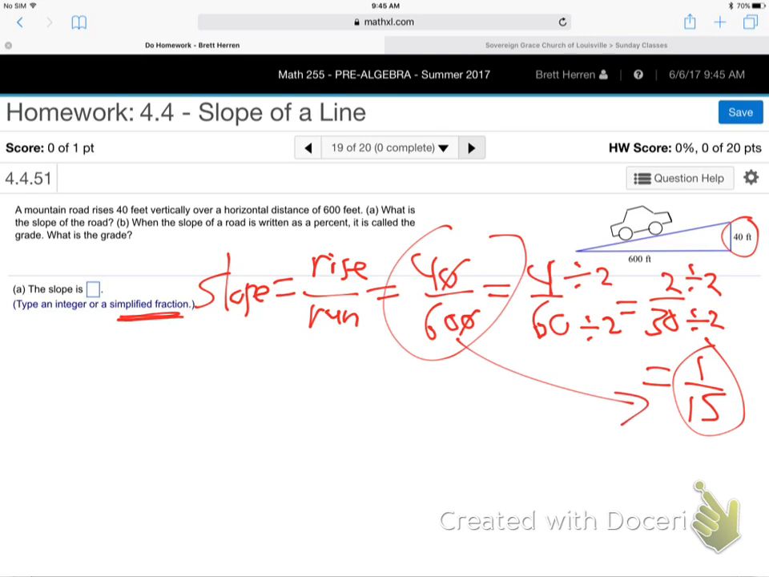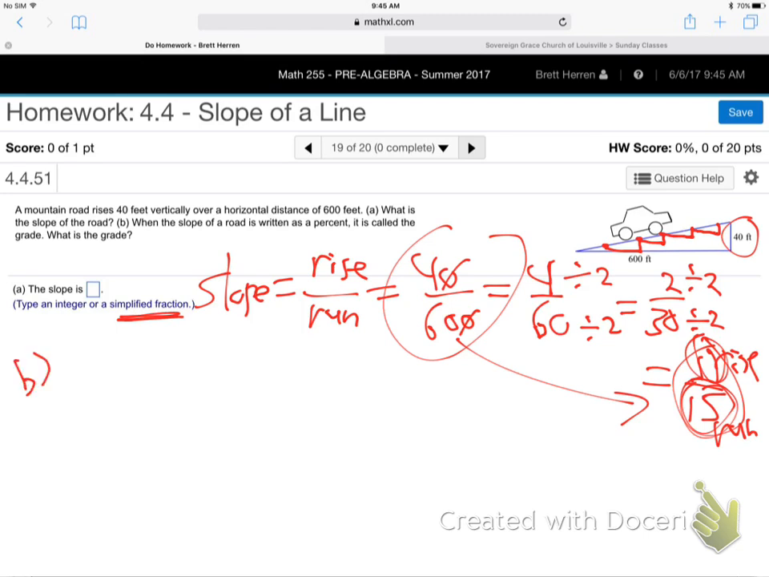So that's the slope. What does that mean in real life? That means as you're driving on this road, remember it's rise over run. Every time you go over 15 feet, you rise 1 foot. As you go along this road from one point to the next, every time you go over 15 feet, you'll go up 1. Over 15, up 1. That's telling you how fast you go up. 15 feet sideways for 1 foot up. That's what that means.